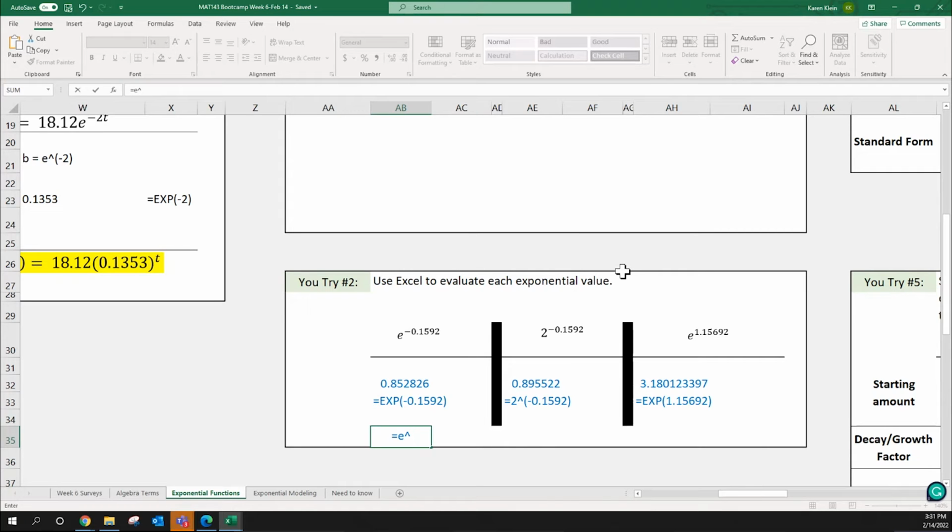What if I just said e to the negative 0.1592? It gives us some sort of error message and it says name. It does not know what you mean because, in fact, variables, when you type them in, they translate as text. And so if we have a letter like we do with e, e is not a variable, it's actually a number. And so that's why we have to use the EXP function.